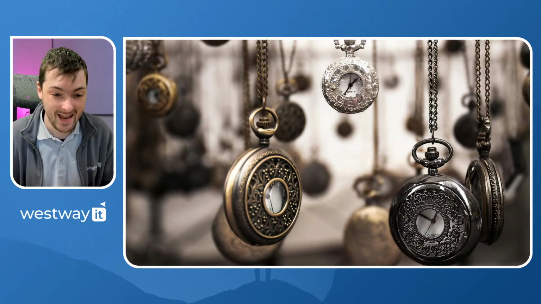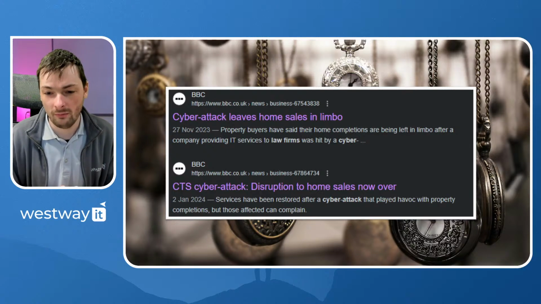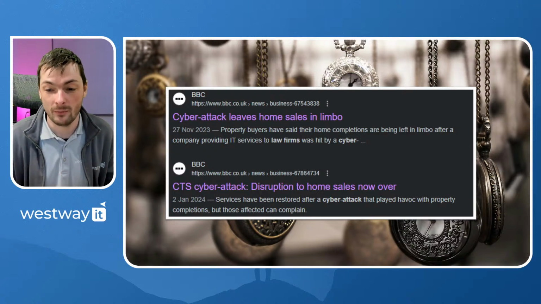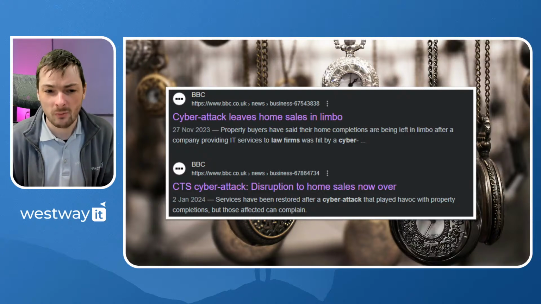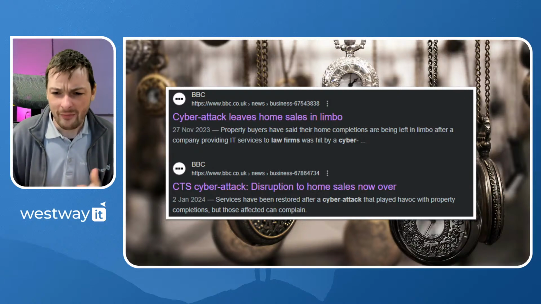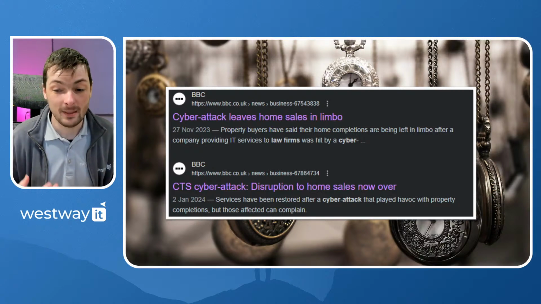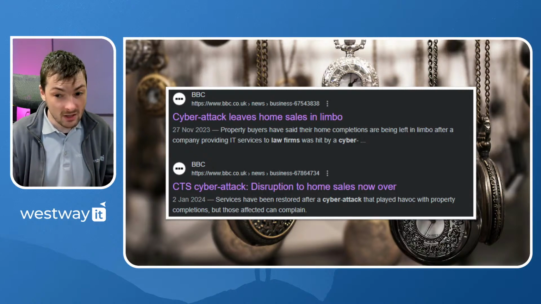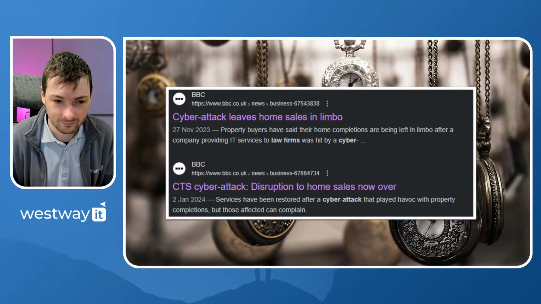A while back in the news, there were law firms involved with the buying and selling of property who had collective IT issues with a provider having a cyber attack. They were disrupted for weeks, as you can see by the 2 dates on these news articles. That effect knocks onto their clients, the people buying and selling their properties. This is an example of a supply chain risk, one that you can't directly control except by changing supplier.